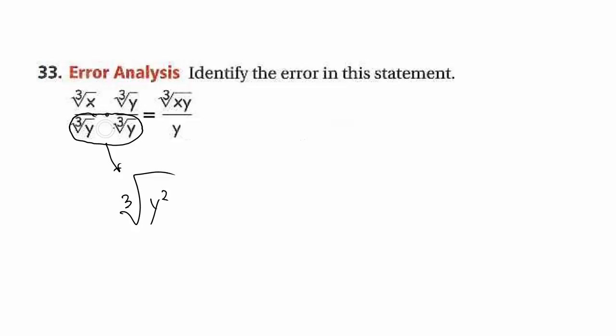If you multiply a square root by itself, like square root of something by square root of something, yes, you just get whatever's inside. But to get cube root of y times cube root of y, in order to get y, you'd have to multiply by a third cube root of y. So the problem is this right here. It shouldn't be just y, it should be cube root of y squared. The only way to make that y is cube root of y times cube root of y times cube root of y.